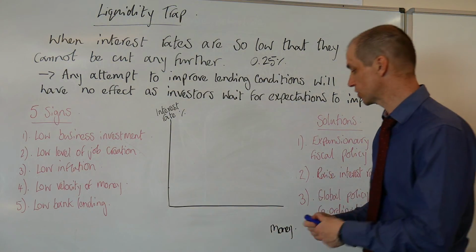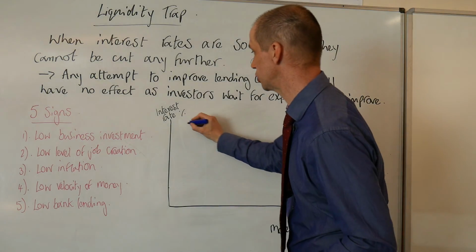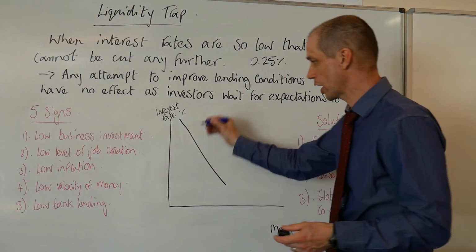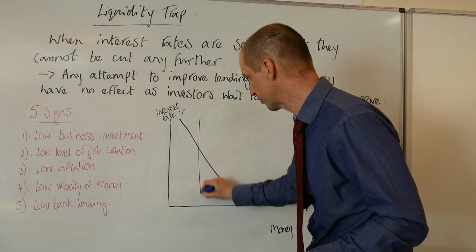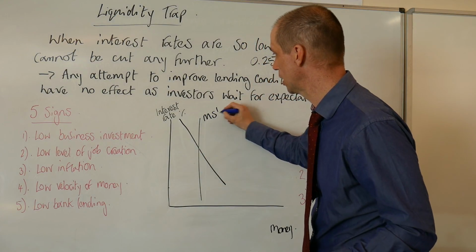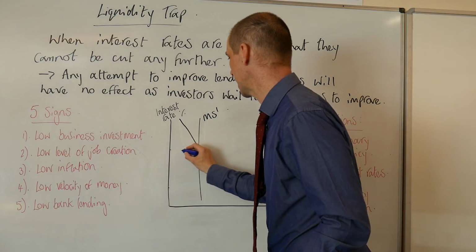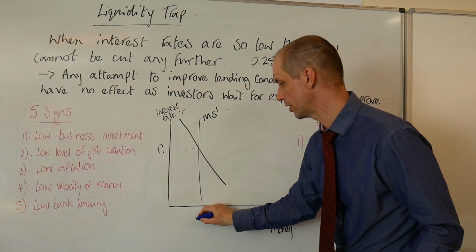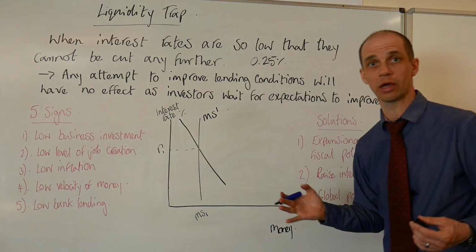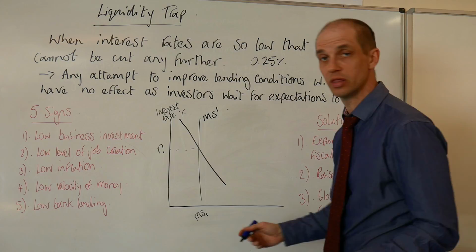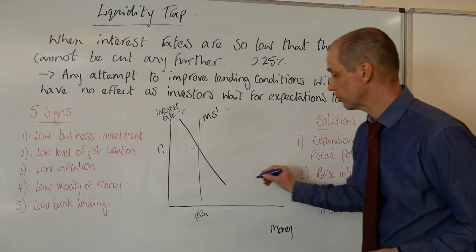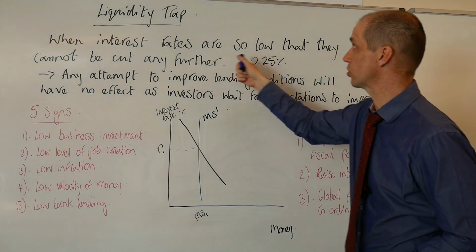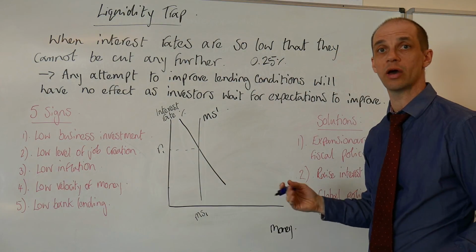So let's just consider our liquidity preference schedule here, which, as we saw in our last lesson, is downward sloping. Now we would normally, of course, expect our money supply to be perfectly inelastic, and we see the actual rate of interest there at R1 and money supply 1 there. So we can see the quantity of money in the economy. Now during a liquidity trap, this is where, as it says here, interest rates are so low that they cannot be cut any further.